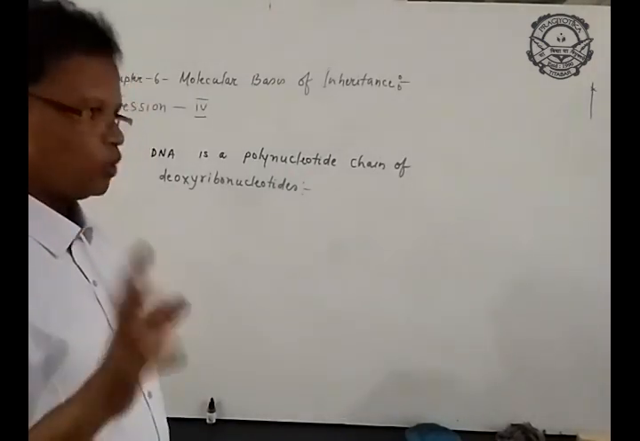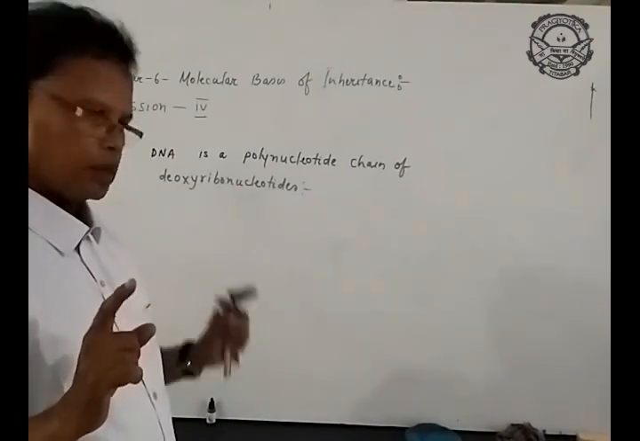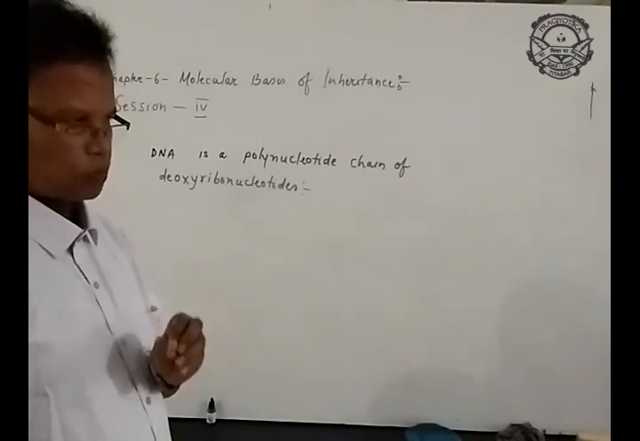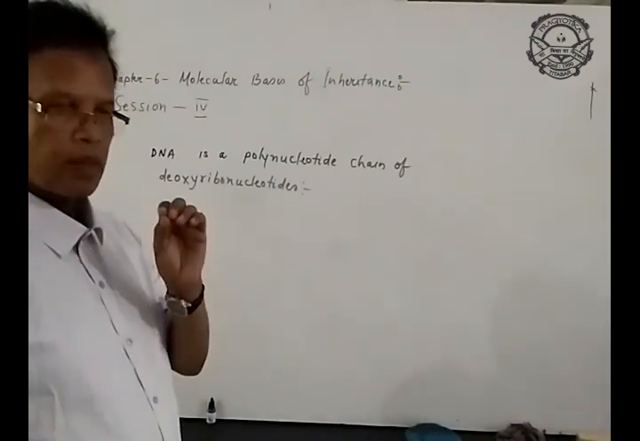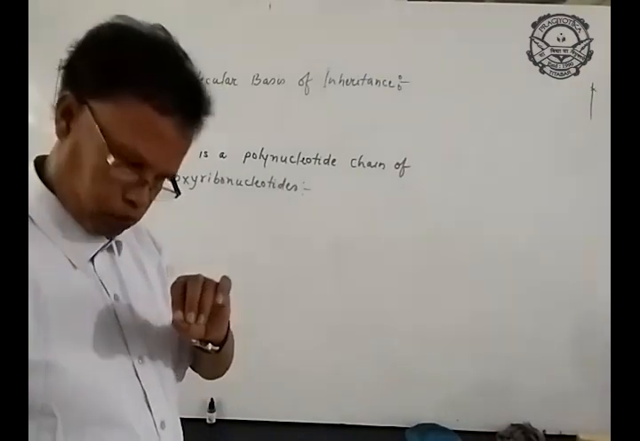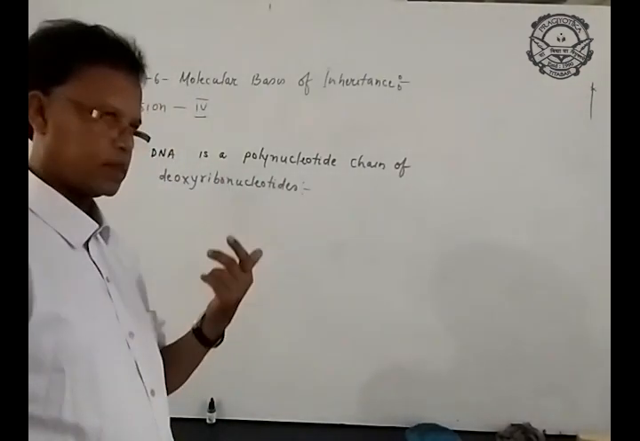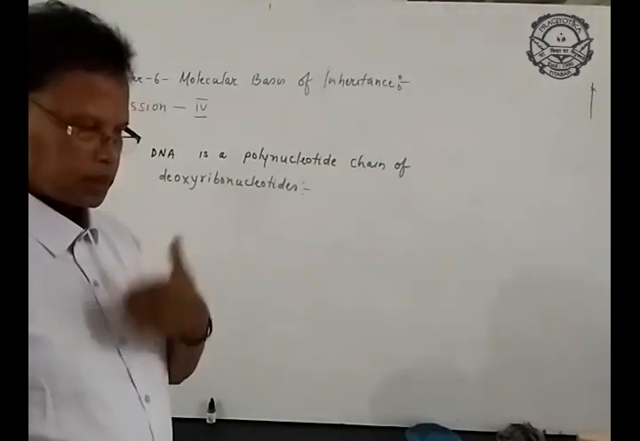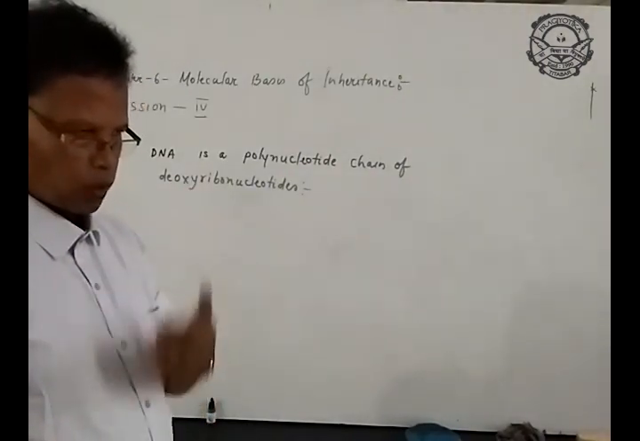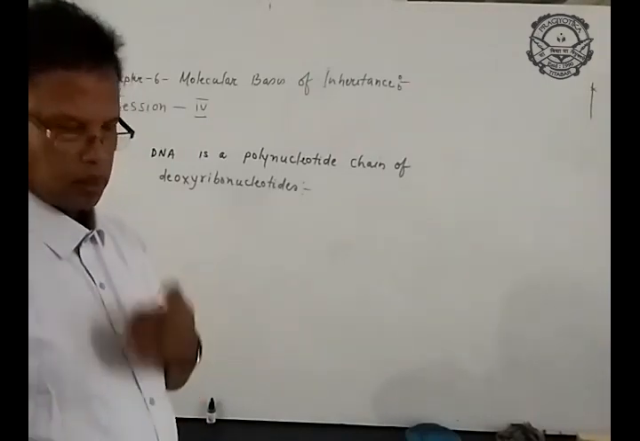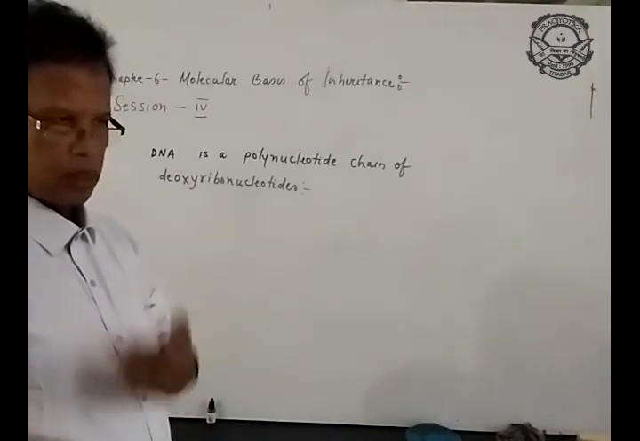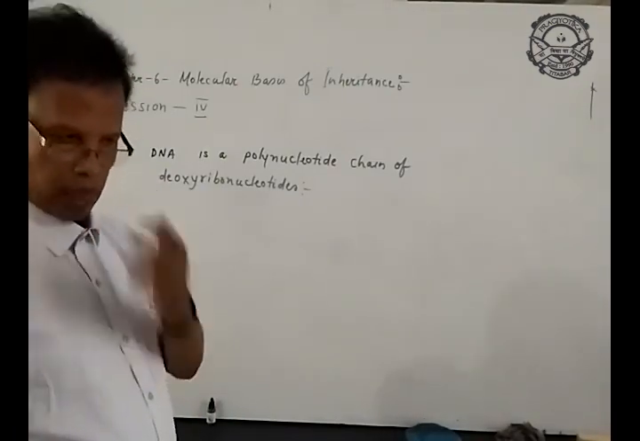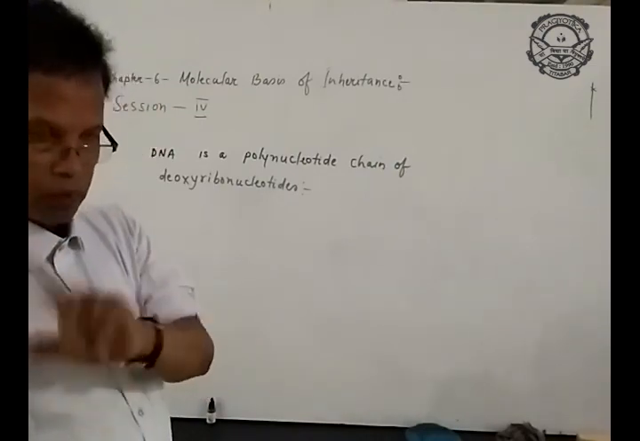Deoxyribonucleotides are of 4 different types on the basis of the nitrogenous base type. In my last class I said that nitrogenous bases are of total 5 different types belonging to 2 classes. In DNA we find adenine, guanine, cytosine and thymine. In RNA we find adenine, guanine, cytosine but uracil; thymine we do not find in RNA. Therefore thymine is found in DNA, uracil in RNA, and uracil is not found in DNA.